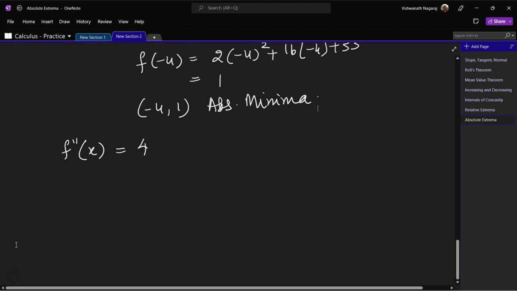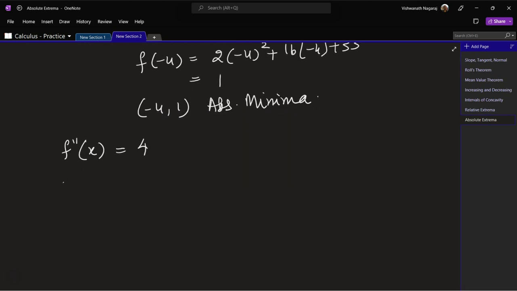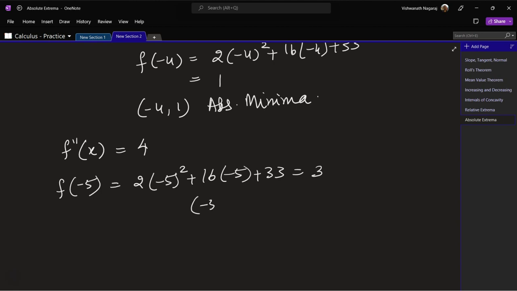Okay. Now, what about the maxima? For that, we look at the endpoints minus 5 and minus 3. So, f of minus 5. Remember, we are not taking f double prime of minus 5, we are taking of the function itself. So, f of minus 5 is going to be 2 times minus 5 square plus 16 times minus 5 plus 33. If we evaluate it, we get 3. So, therefore, the point is going to be minus 5 comma 3.